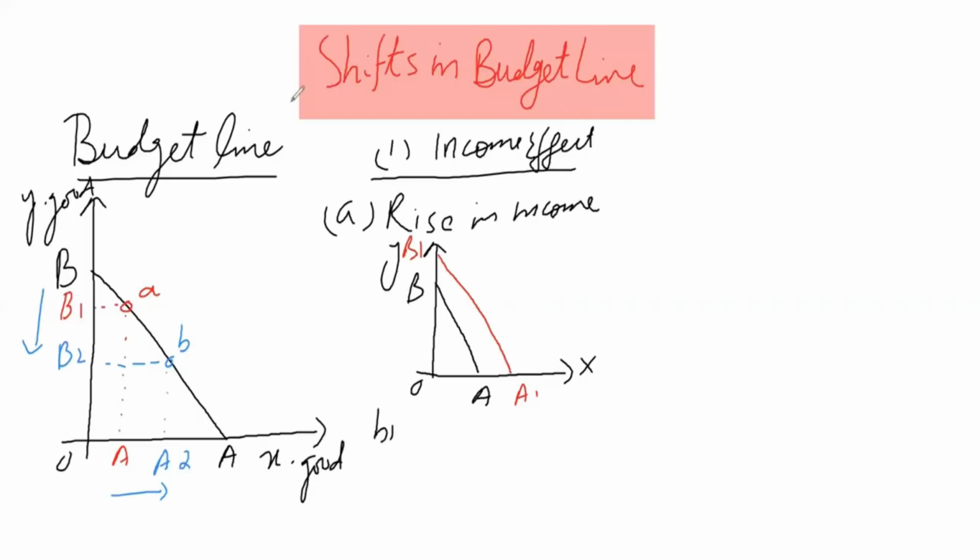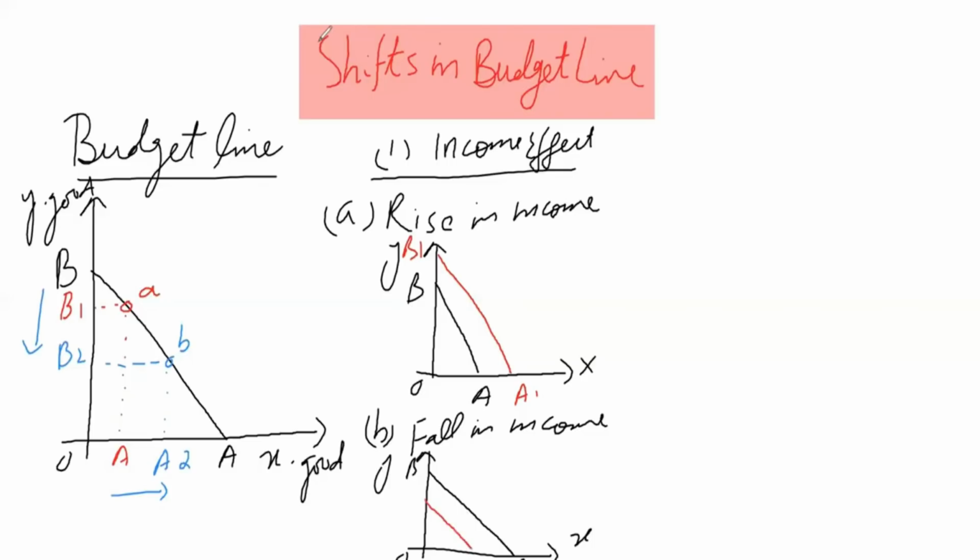And the second situation is fall in income. If there is fall in income, then consumer's purchasing power will decrease. Consumer would be able to purchase lesser quantities of x and y good. Again, label axis and draw a budget line, initial budget line, which can be labeled as AB. And now if there is fall in income, then purchasing power will fall and budget line will completely shift to the left from AB to A1 B1.